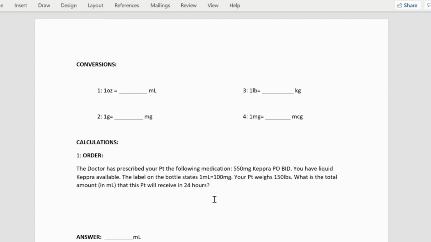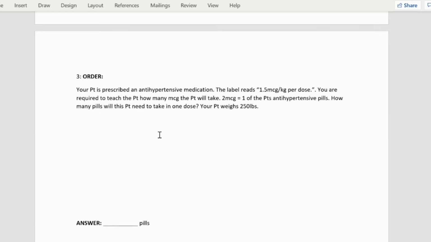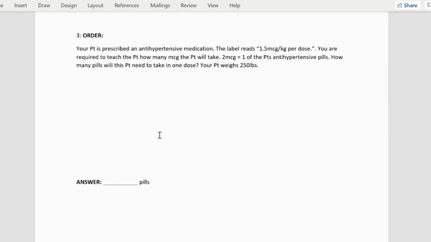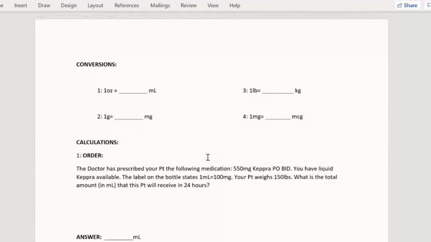Okay, so here we are. We are going to start with our conversions first up here, and then we are going to move down to our calculations. And make sure you do stay and watch for the third calculation, because this one is going to be the hardest one that we are doing today.